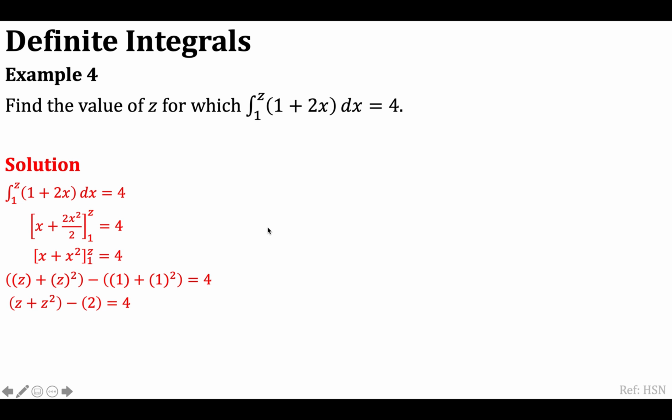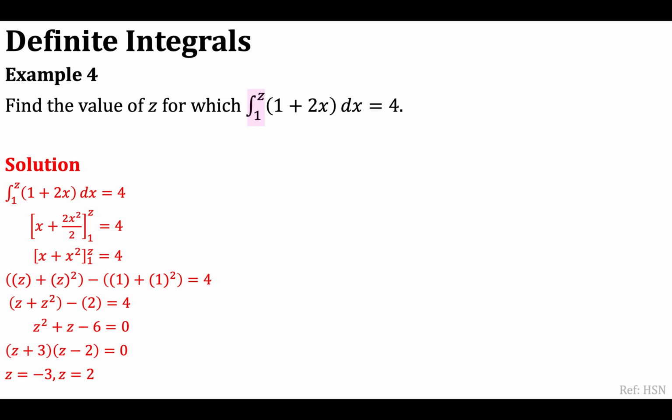That gives me z plus z squared minus 2 equals 4, and I'm starting to see that I've obviously got a quadratic equation here. In order to solve quadratics, I need one of my sides to equal 0. So I'm going to subtract my 4 from both sides to give me z squared plus z minus 6 equals 0. Now factorising will give me z plus 3, z minus 2 equals 0. And z I can see is equal to -3 and 2. So I've got 2 options for z.